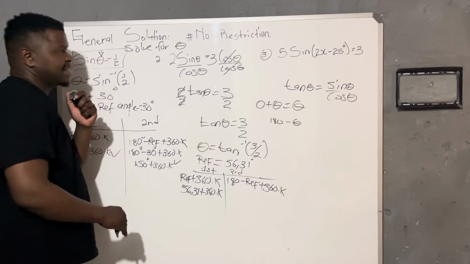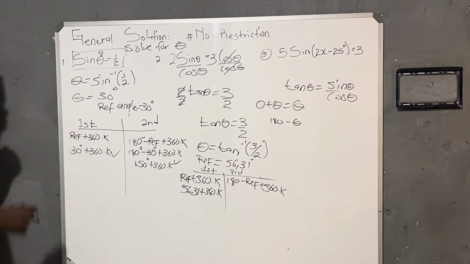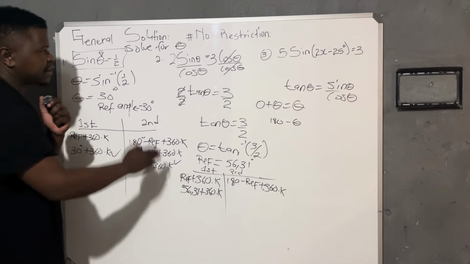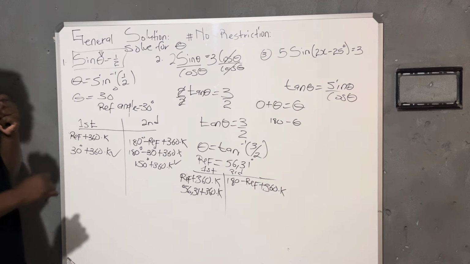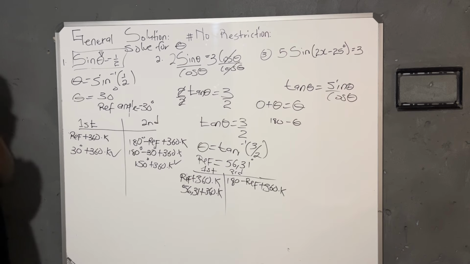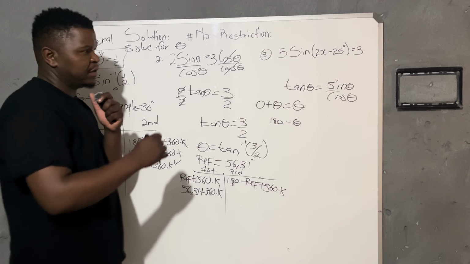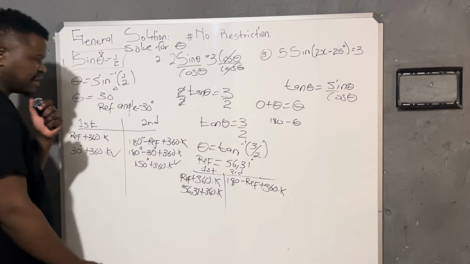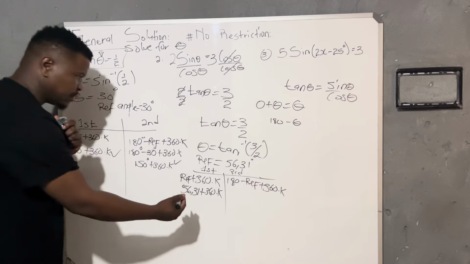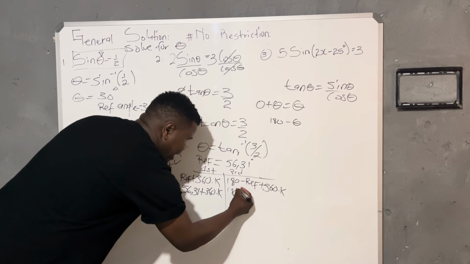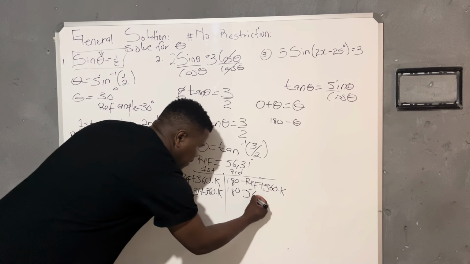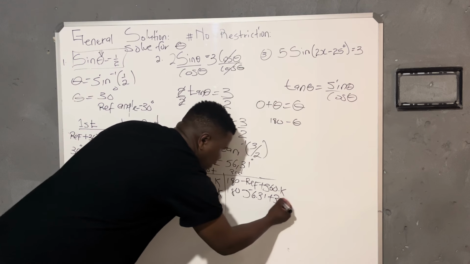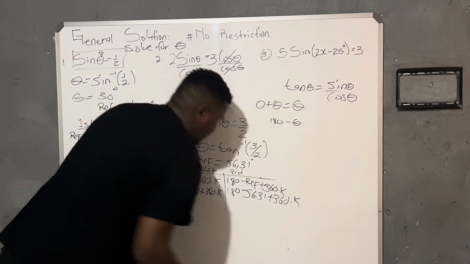Now, the next lesson, like I said before, I have to accommodate the identities and maybe some complex general solutions. In your comment section below, please let me know what you want us to do. Now, again, 180 minus my reference angle of 56,31 plus 360 times k.